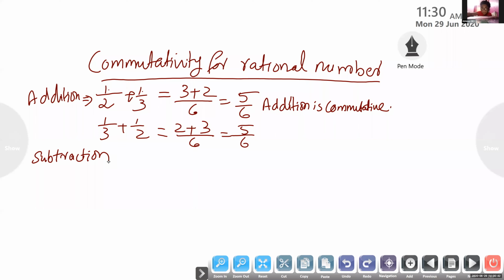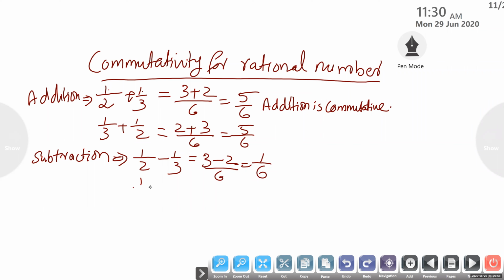Subtraction. We will find 1 by 2 minus 1 by 3. We can write 3 minus 2 by 6. It is equal to 1 by 6. Now 1 by 3 minus 1 by 2 we will do. It is equal to 2 minus 3 divided by 6, negative 1 by 6.